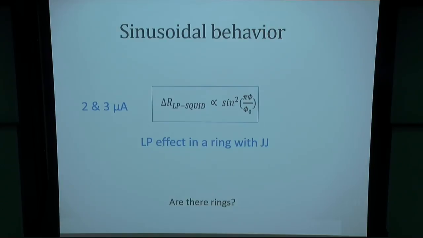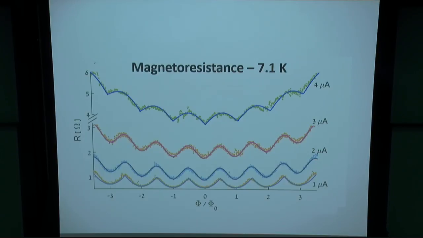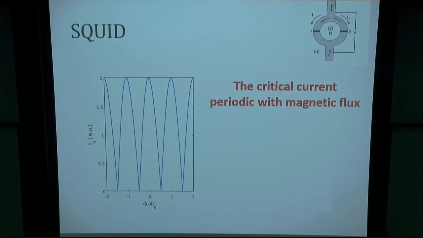With this in mind, we understand now the behavior of these 2 and 3 microamps, but the question is, are there indeed Josephson junctions in the ring? So, are there junctions indeed in the ring? Even if I still don't have an answer to that, I have strong support that this is the case, and this support comes from the 4 microamps behavior, which, if you look at it, resembles the behavior of a SQUID.